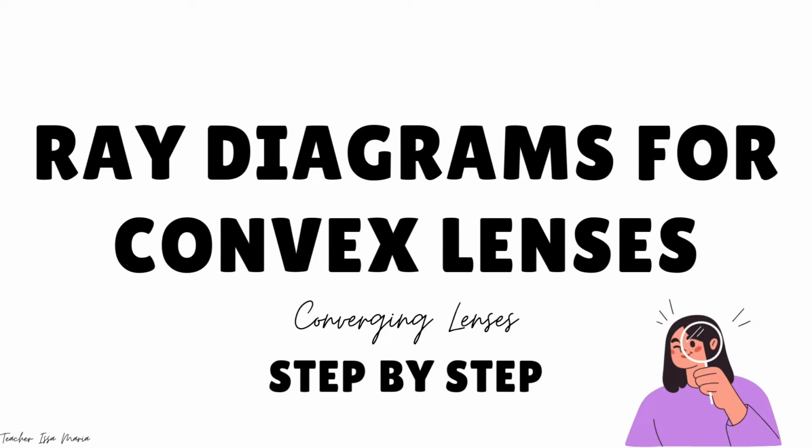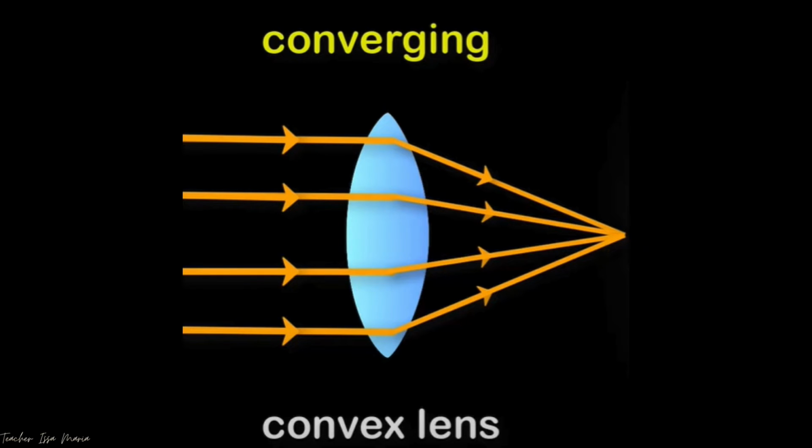Have you ever wondered how a convex lens forms an image? Today, we will break it down step by step using ray diagrams. Don't worry, it is simple once you know the rules. A convex lens is also called a converging lens because it bends light rays inward.